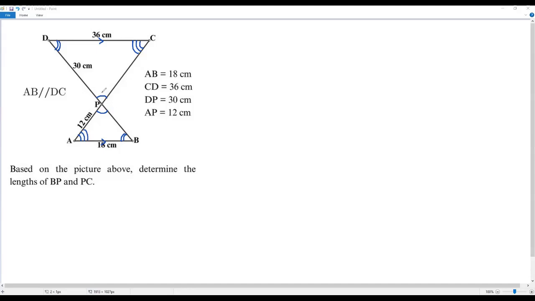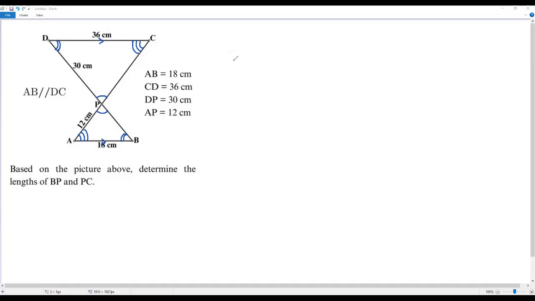So when I consider the two triangles, the angle measure here and here are equal, this angle measure and this angle measure are equal, and this angle measure and this angle measure are equal. So in the given two triangles, the three angle measures of one triangle are equal to the three angle measures of another triangle. So the two triangles are said to be similar. If two triangles are similar, then the corresponding sides will be proportional.